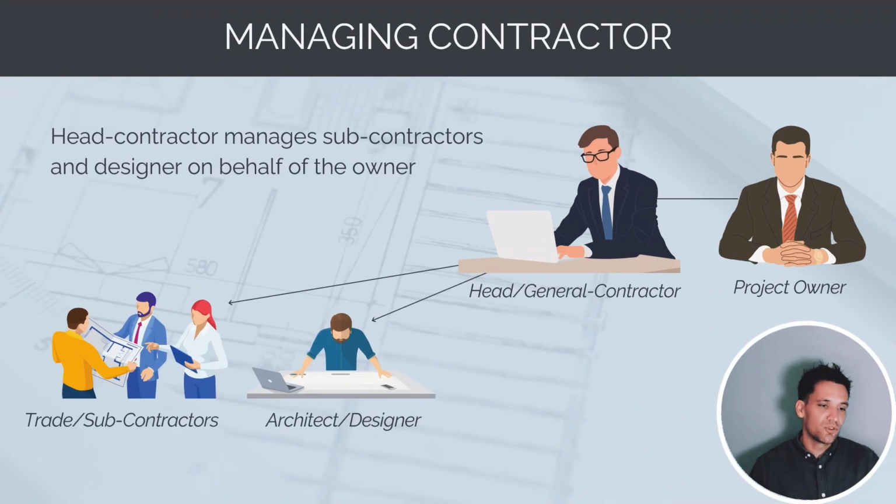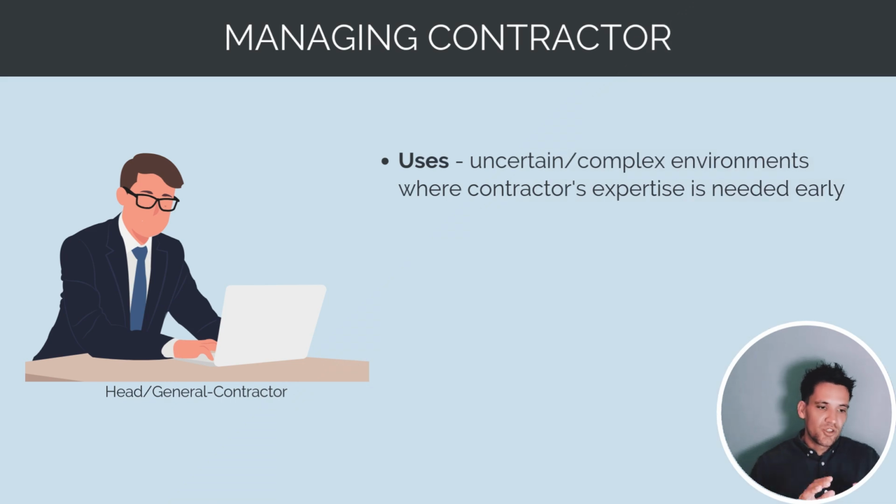Okay, so the first model we're looking at is the managing contractor model. The managing contractor model is where the head contractor manages all of the subcontractors and designers on behalf of the owner. It looks similar to a design and construct model, but the key difference is the project developer is taking the cost, time, and performance risk, and the head or general contractor is more or less working as a consultant. The managing contractor model is used when projects are uncertain, complex, or particularly very big. So you see it on major oil and gas or mining projects where the developer will engage a specialist contracting firm like Bechtel or Fluor to manage the overall project for them.